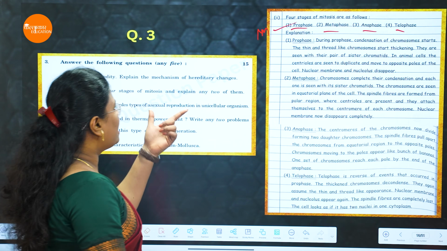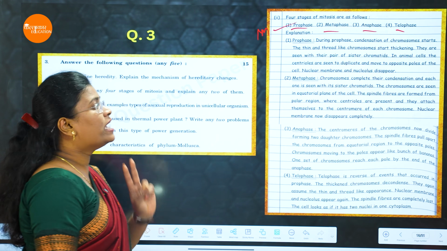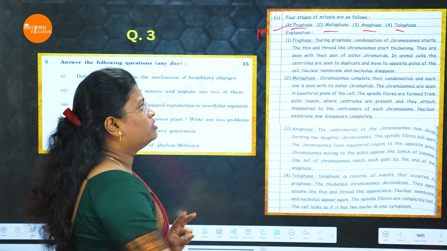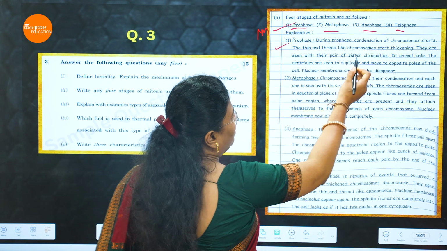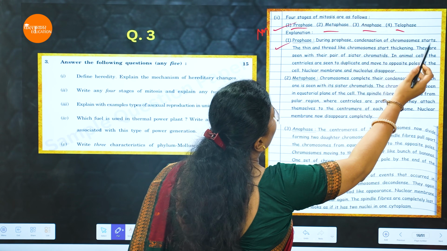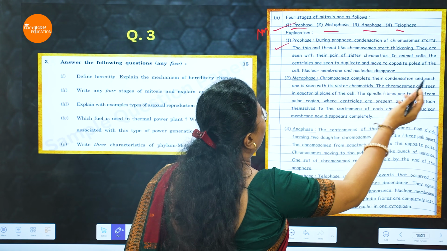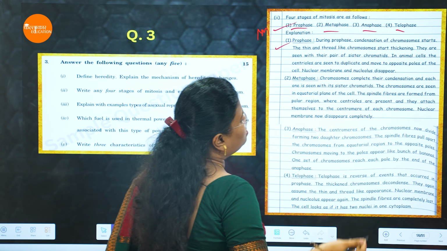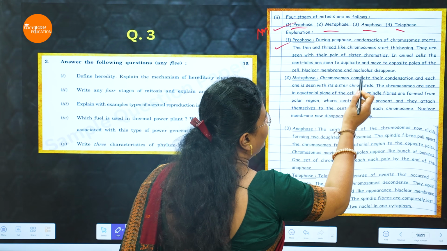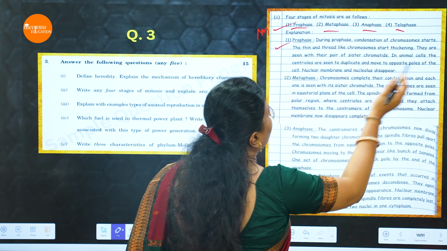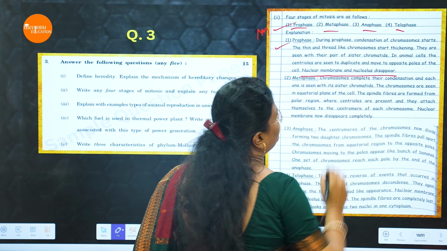Next, what they are asking: explain any 2 of them. Means you have to explain 2 phases. Any 2 phases you can explain. For example, prophase. During prophase, condensation of chromosomes starts. The thin and thread-like chromosomes start thickening. They are seen with their pair of sister chromatids. In animal cells, the centrioles are seen to duplicate and move to opposite poles of the cell. Nuclear membrane and nucleolus disappear.